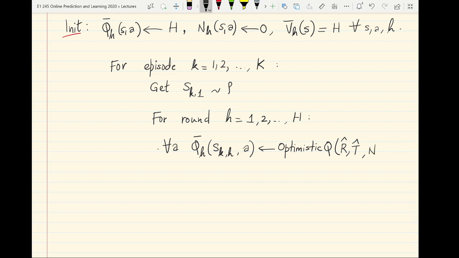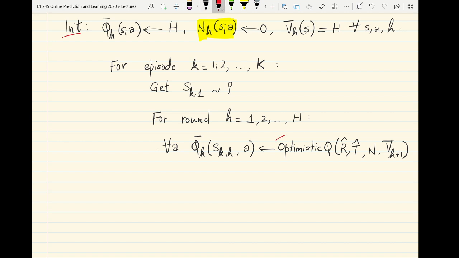N is essentially a table. Recall that N stores the state action play counts so far played by the learner. Think of r hat and t hat as basically point estimates for the reward function and the transition probability table, along with the number of times each state action pair has been sampled in the past and your current v hat h plus 1, the optimal value function table.